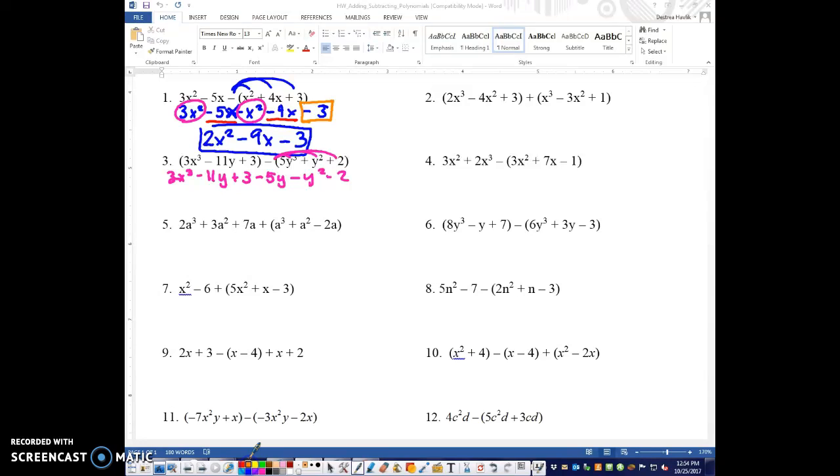Okay, so combining like terms. He's the only one in the x cubed family. You're in the y family. You're in the y family. Okay. You're in the number family. You're in the number family. And then you are in the y squared, or the y cubed family. No, y squared. Sorry. This was y cubed. Yeah, so he's in a different family. Okay, now we can combine like terms.